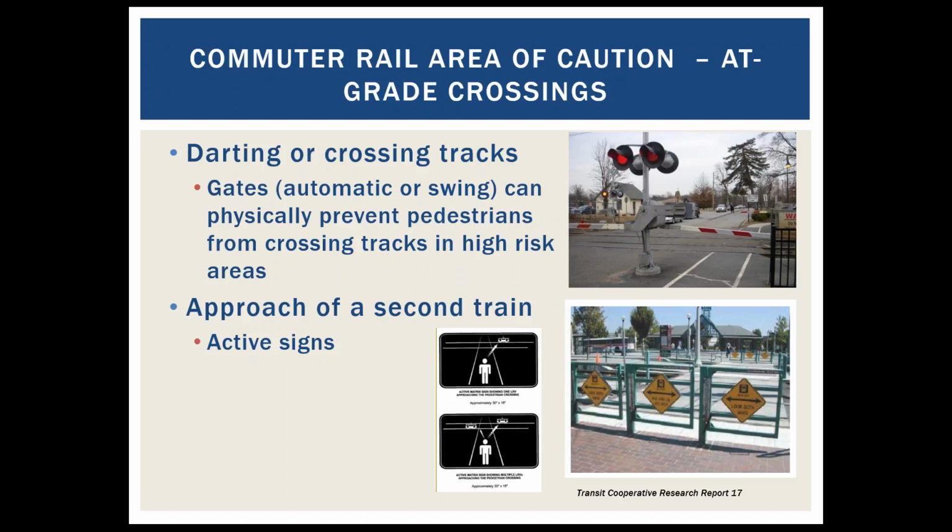Another treatment is active signs, where they illuminate and provide information on the approach of a second train. Sometimes a pedestrian might see a train in one direction and not be prepared for the train in the other direction. Active signs alert pedestrians to the direction from which one or multiple vehicles are approaching the crossing. And these are, of course, important in almost any location, but especially where pedestrian traffic is heavy, such as near a station area.